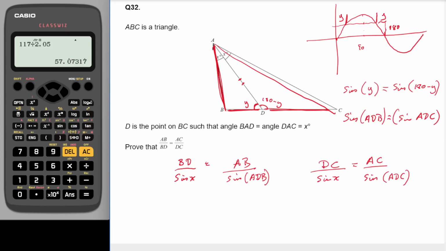Right, so I can rearrange these now, and let's rearrange it to look like this. So the sine of ADB over the sine of x must be equal to AB over BD.